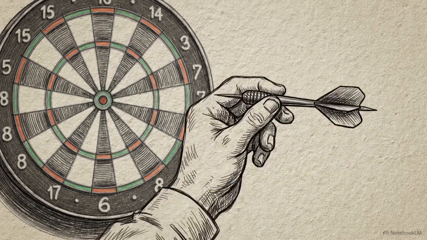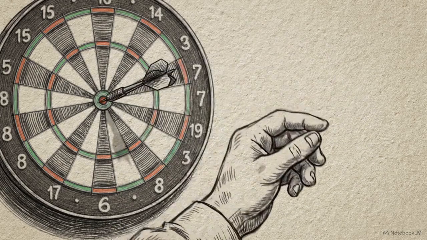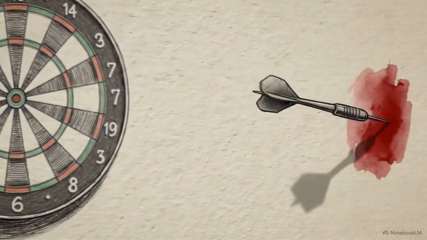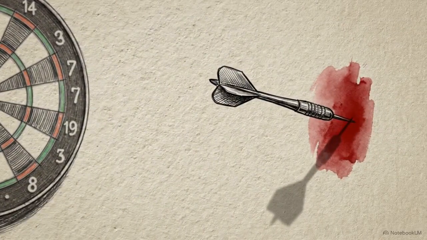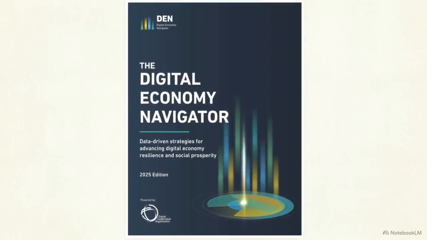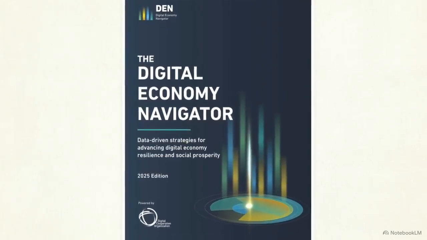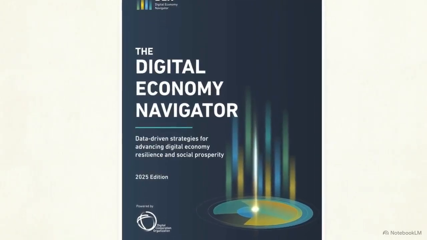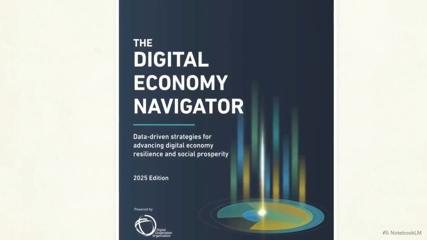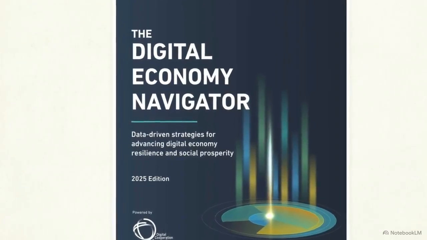Building a profitable business is hard enough. Building one that moves the needle on global human well-being can feel like throwing darts in the dark. To stop guessing, we need an empirical map. This is the 2025 edition of the Digital Economy Navigator, published by the Digital Cooperation Organization.